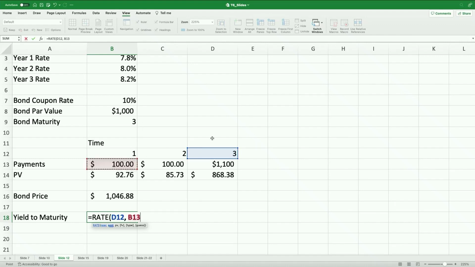Okay, so you can just grab any of the hundreds you want. What is the PV? The PV is this bond price. Now, here's where it becomes important to remember and obey the sign convention.